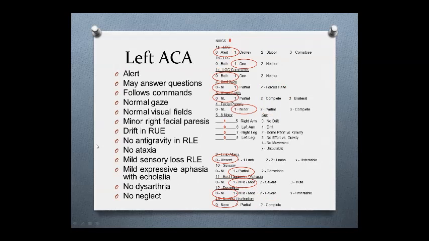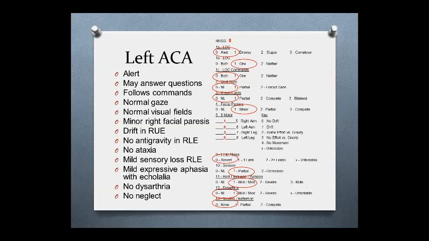Left ACA stroke, that's the anterior cerebral artery that goes a lot to the frontal lobe. They're alert. They may answer questions right or they may not. They'll usually have a little facial paresis, and the bigger thing to notice on this is they're going to have more leg weakness than their face and their arm. And that's when you kind of say, hey, this looks like an ACA stroke. They can have some sensory loss, but it's probably going to also be that lower extremity more involved than the upper. And their aphasia may be different.